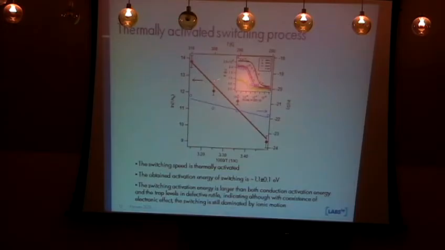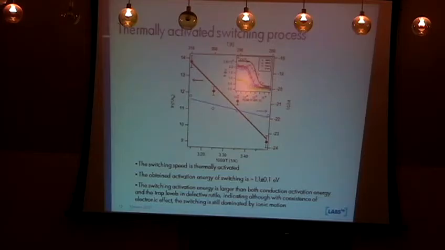So here, if we define the time constant to be the time when resistance reaches the half value of the off-state resistance, we can plot the log of 1 over the switching time constant versus 1 over T. And we can extract the switching activation energy, which is estimated to be about 1.1 eV.